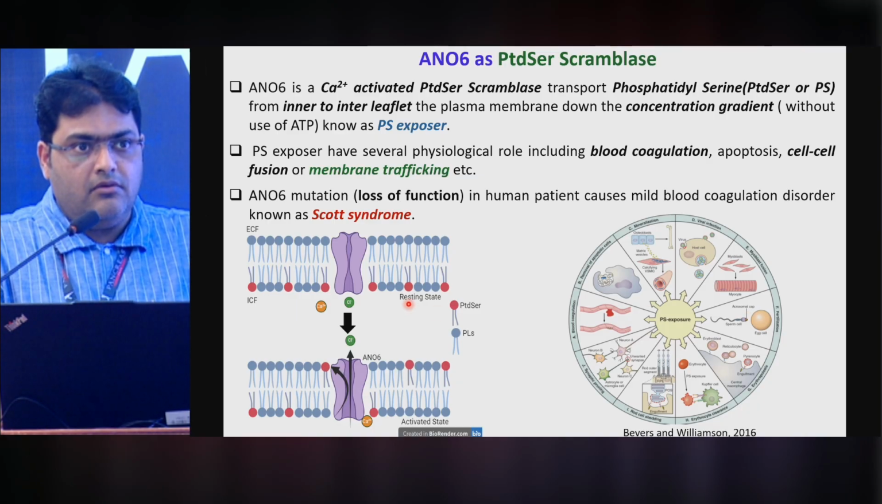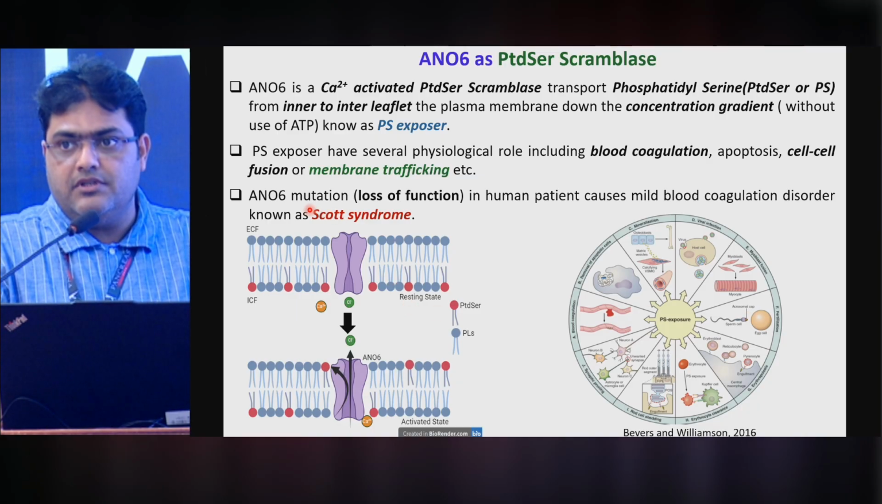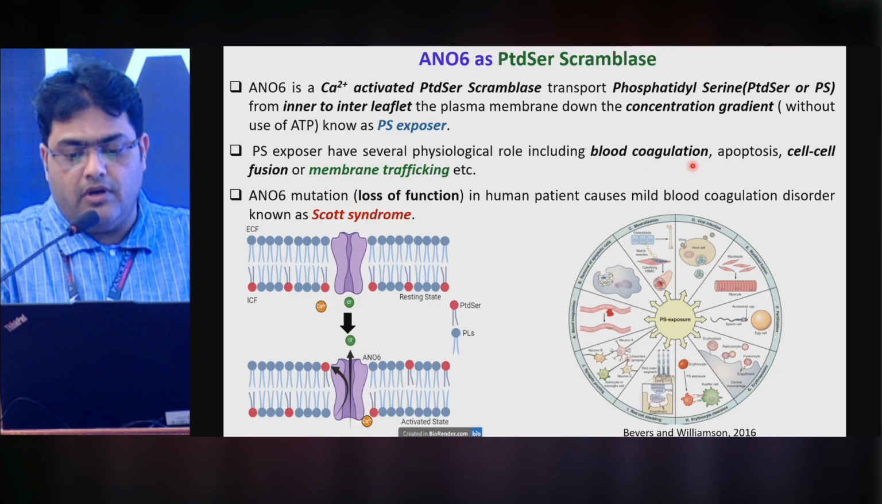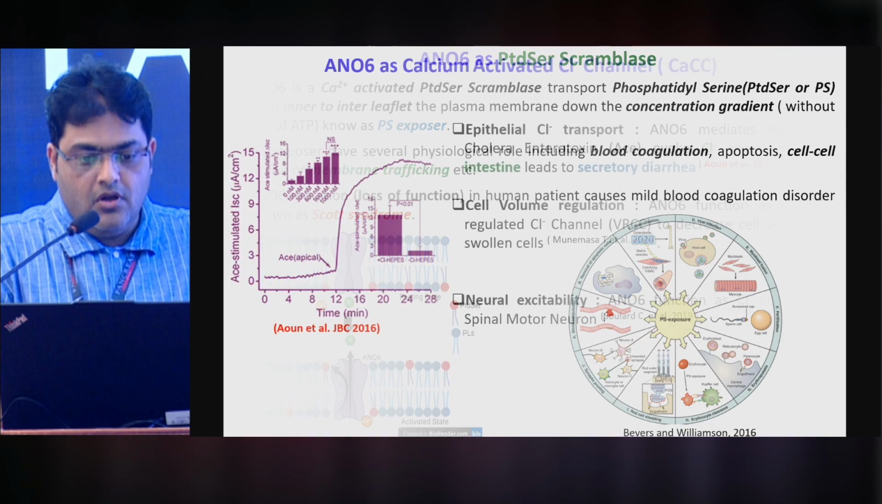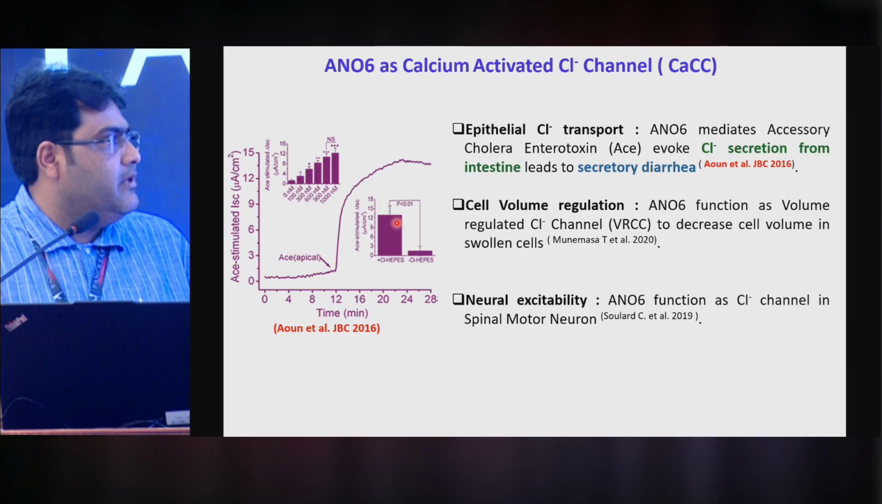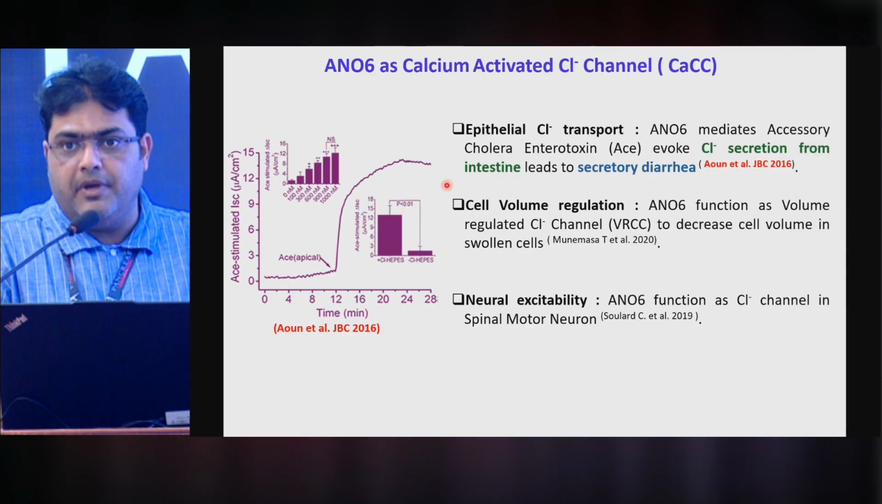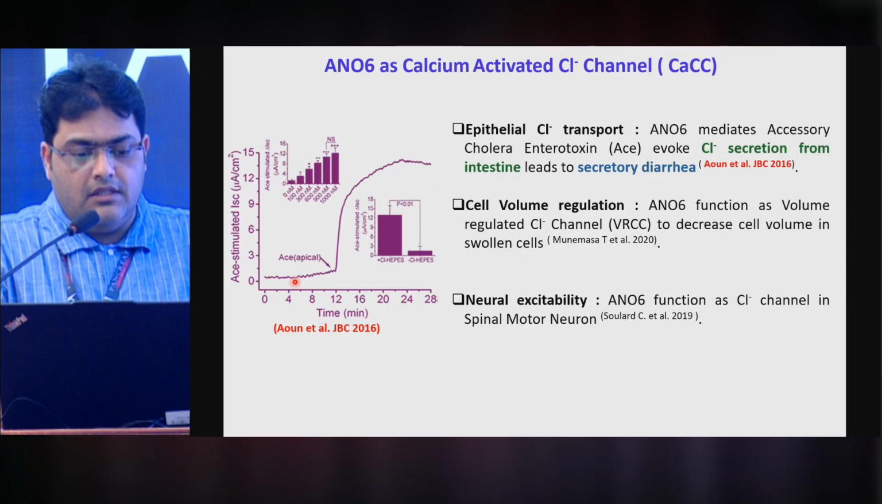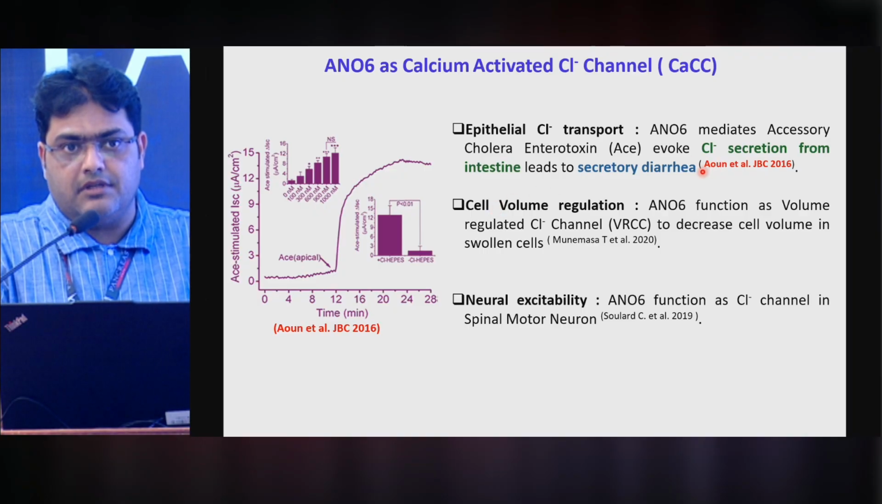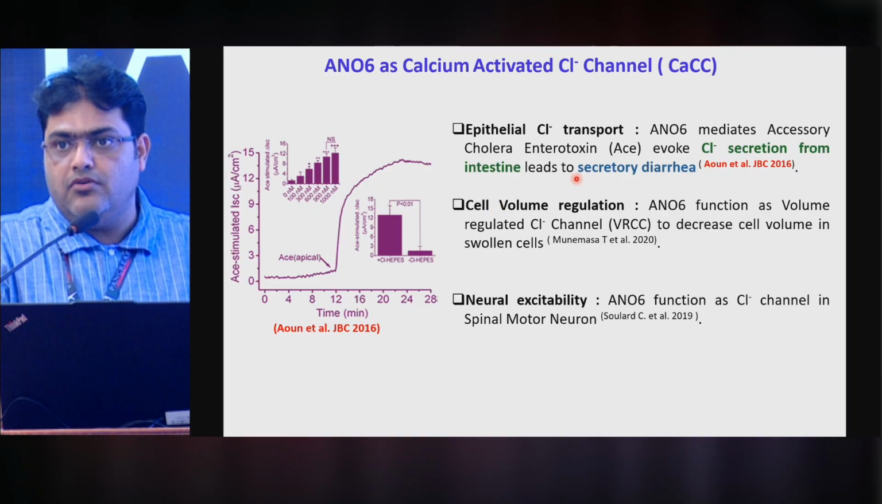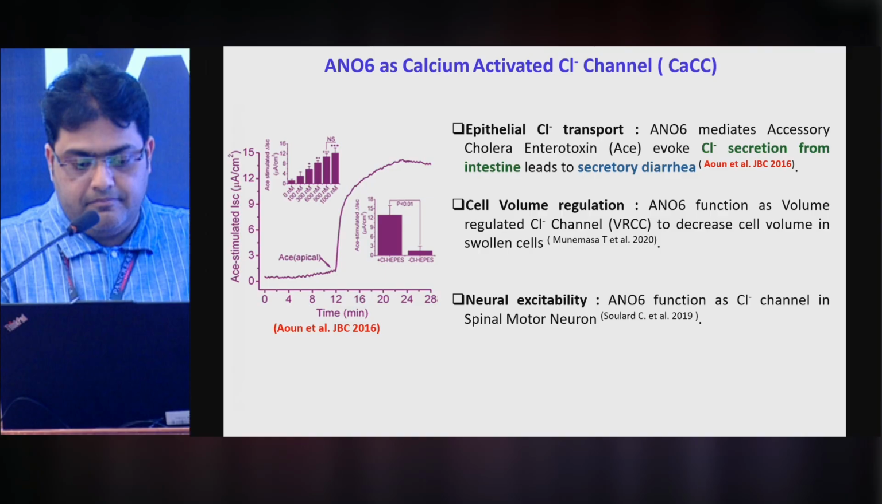To date, there is one ANO6 loss-of-function mutation known, causing a mild blood coagulation disorder, Scott syndrome. It also has chloride channel activity, which I first mentioned for its physiological relevance: it gets activated by cholera toxin and leads to secondary diarrhea. Two other groups also found that this channel has a physiological activity in two other cell types.